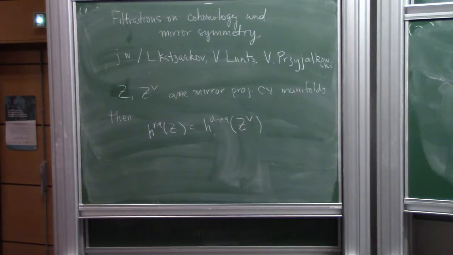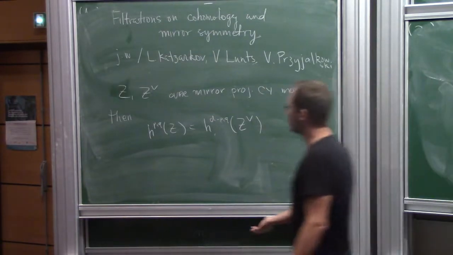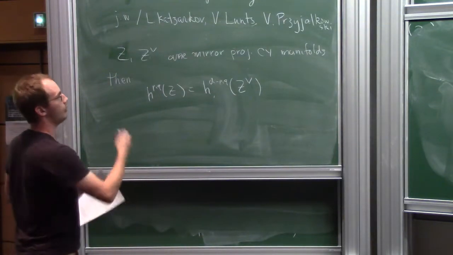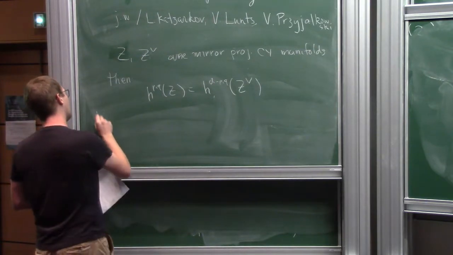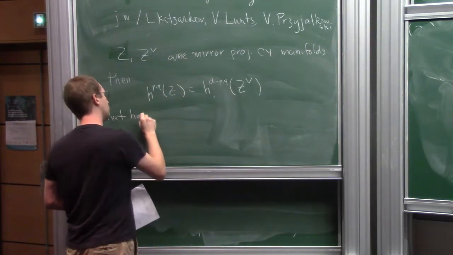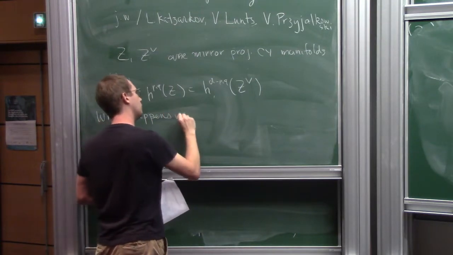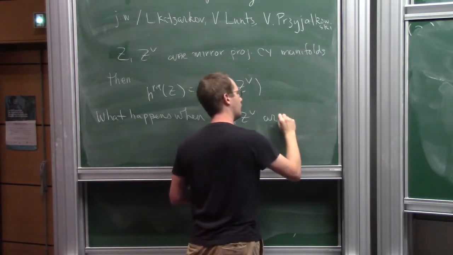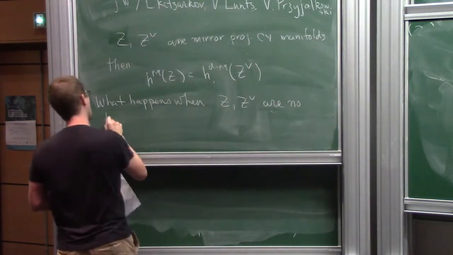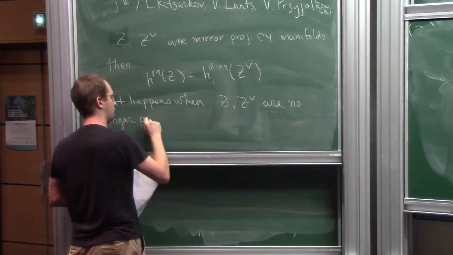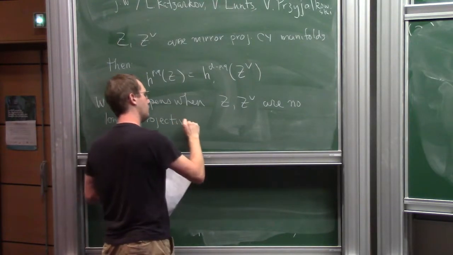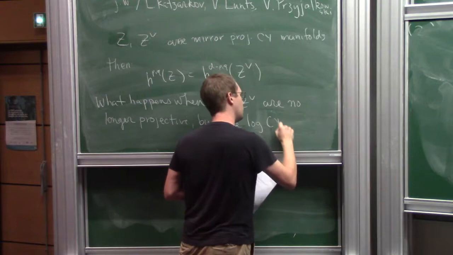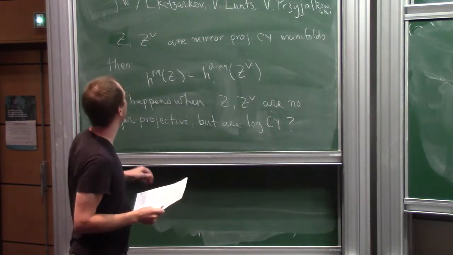And so the question that you want to answer is, what happens when Z and Z check are not projective, when they're log Calabi-Yau? What happens when, say, Z and Z check are no longer projective, but are still log Calabi-Yau? That's essentially the premise of the talk.